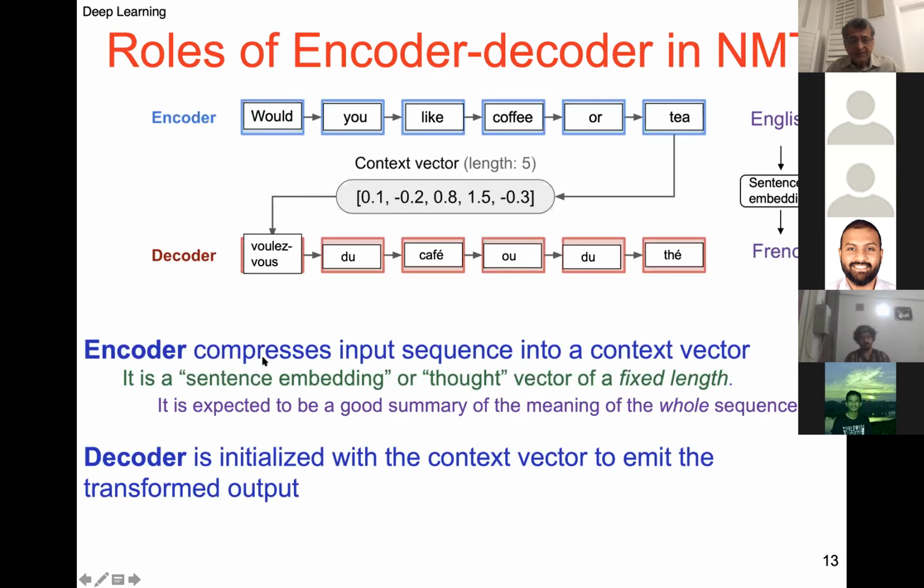And so the encoder compresses the input sequence into a context vector. It's a sentence embedding or thought vector of a fixed length. It is expected to be a good summary of the meaning of the whole sequence. This is the interlingua idea. The meaning of this sentence is being expressed by these set of numbers. Decoder is initialized with the context vector to emit the transformed output. So decoder does the magic of converting this back into the other language.